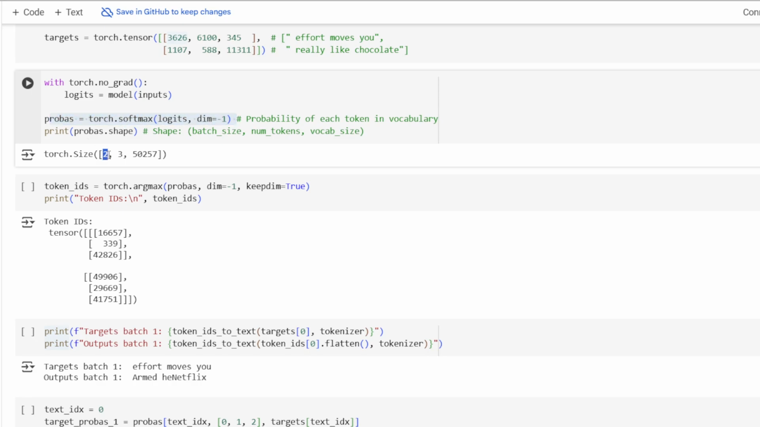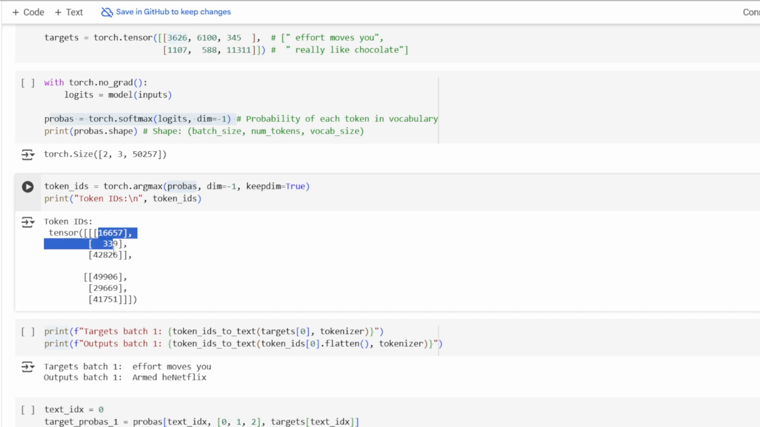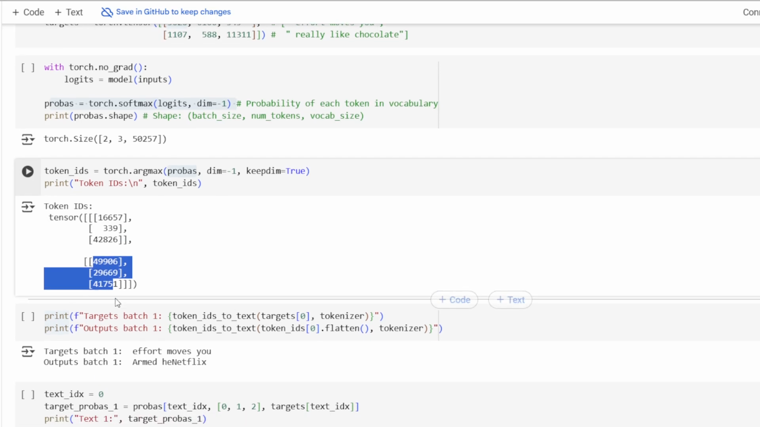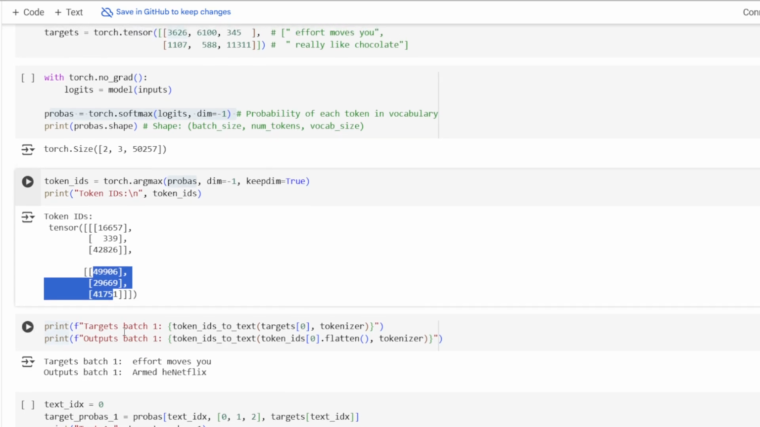And it is a shape of two because we have two inputs, each being 3 tokens and 50,000 dimensions, because that's our vocabulary size. Three tokens each, right? And then we can get the token IDs of the maximum ones. So for each one, what are the token IDs with the maximum values? These are the maximum values, and these are the maximum values for the second input. Great. And now we look at this. These are the targets that we wanted. We wanted "every effort moves you".